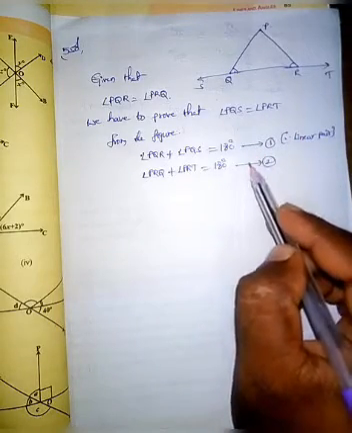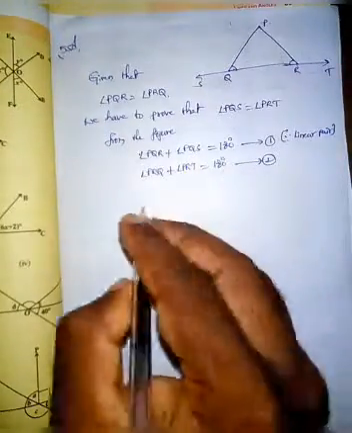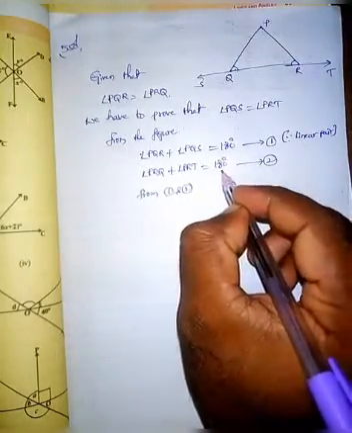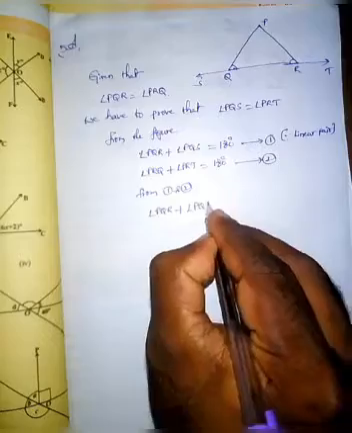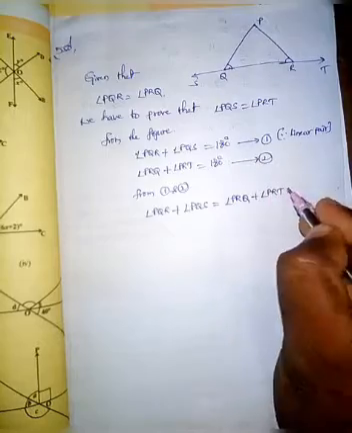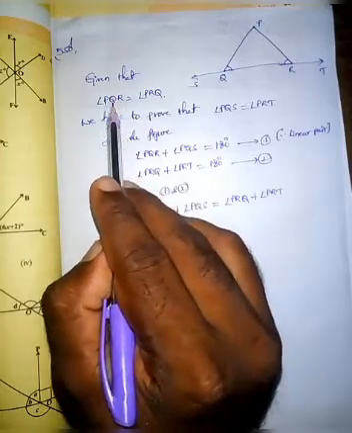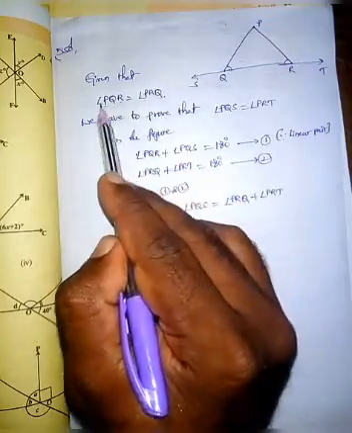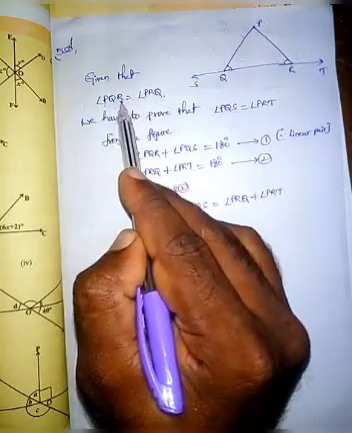From equation 1 and equation 2, you can observe that RHS are equal, so we can equal the LHS. So from 1 and 2, RHS are equal, that's why LHS are also equal, that is angle PQR plus angle PQS is equal to angle PRQ plus angle PRT. But given that angle PQR equal to angle PRQ, so in the place of PQR you can substitute PRQ, or in the place of PRQ you can substitute angle PQR. I am going to substitute angle PRQ in the place of angle PQR.